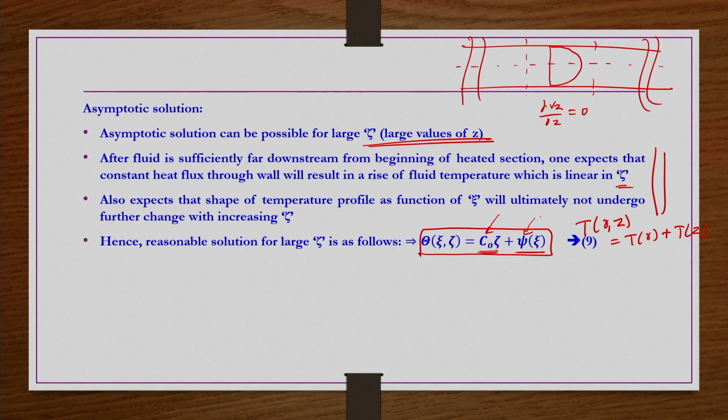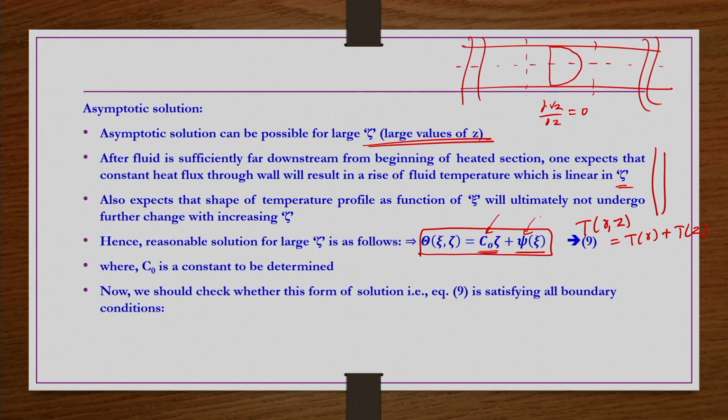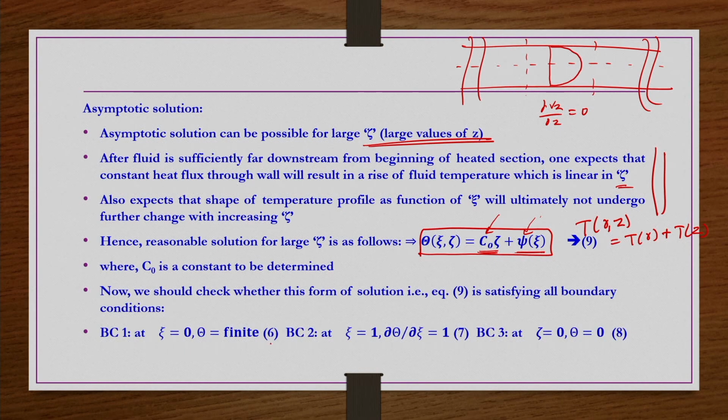And then this solution should also obey the boundary conditions that we have, the 3 boundary conditions, equation 6, 7 and 8. Then only we can say that whatever the assumed form of the solution, this is an assumed form of the solution, okay, is approvable, or otherwise do we need to make any amendments, that we have to see.